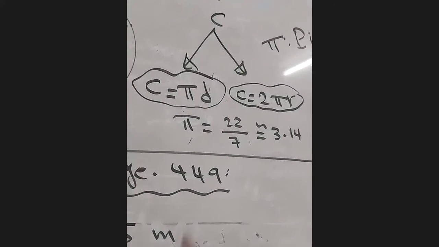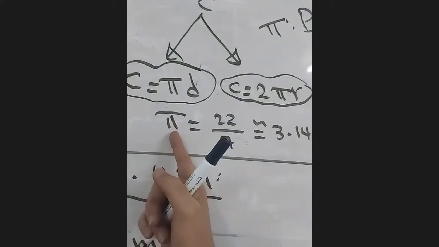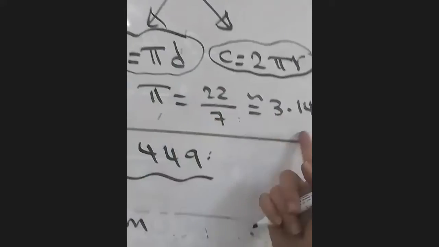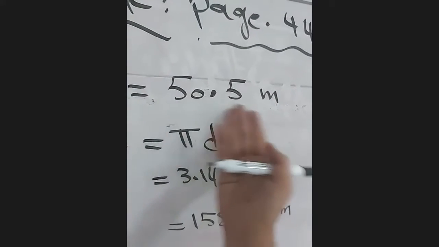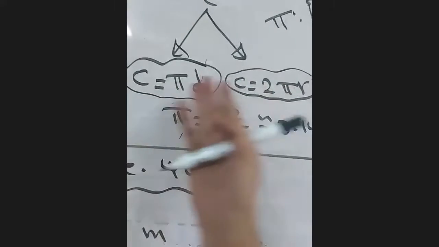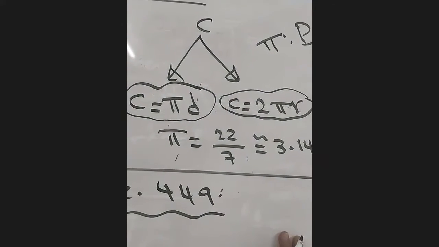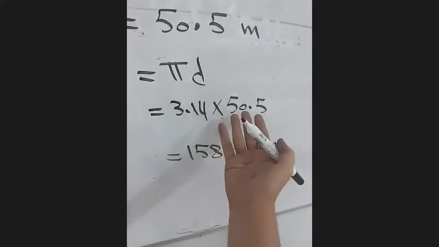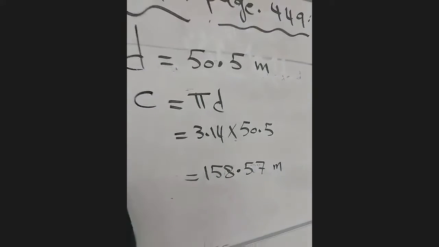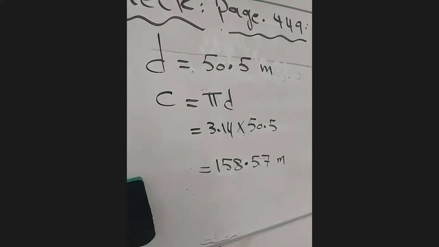Now, what's this symbol? Pi. You know the pi? Good. Now in the check, the diameter is given, which is 50.5. So which formula will we use? We will use the first. The first one. So I put the formula, I replace the numbers, then I multiply. Okay.